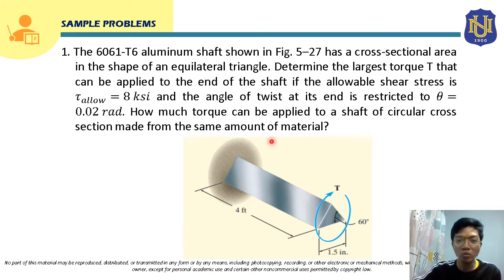So what we're going to solve here, class, is the largest torque T that can be applied to the end of this shaft. And we are also going to solve for the torque if the cross section of this same material is circular. So we are going to compare the results from our computations. Okay, so let's start solving this.